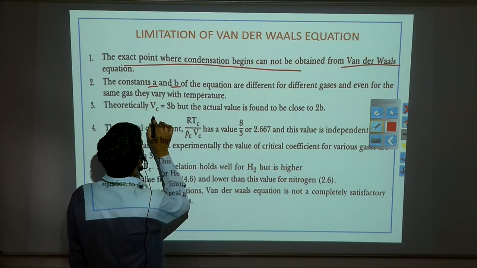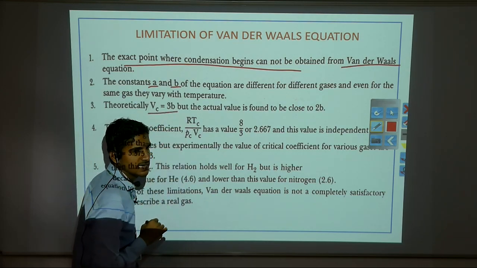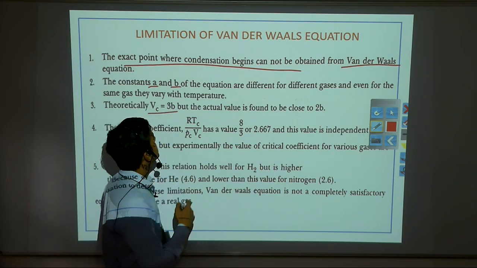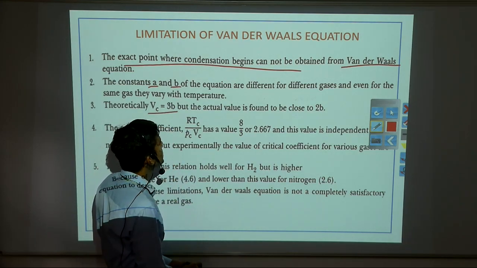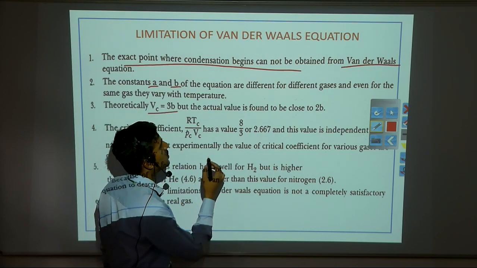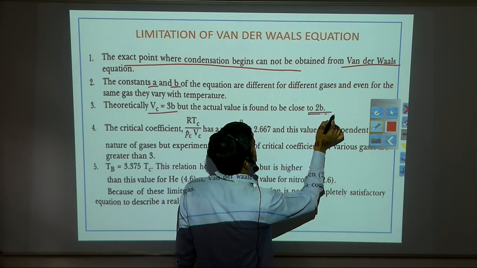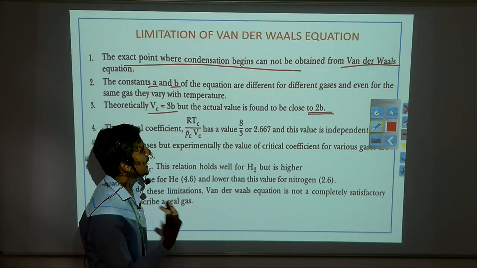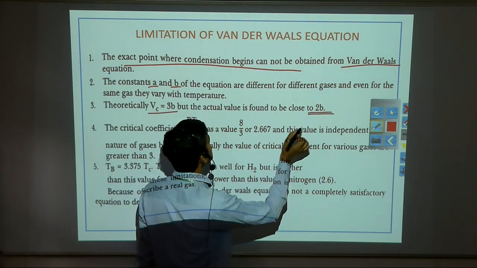Next, the theoretical value of VC. VC means critical volume. Theoretically, the critical volume is VC = 3B, but actually its value is found to be 2B. Theoretically it is 3B, but practically it is 2B.